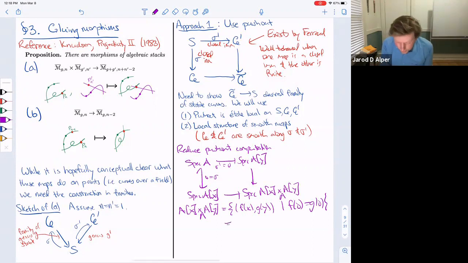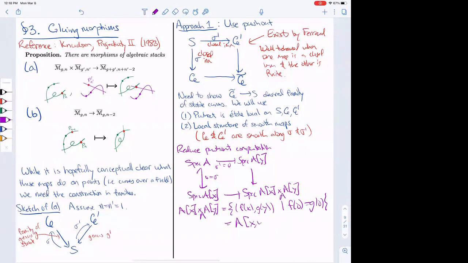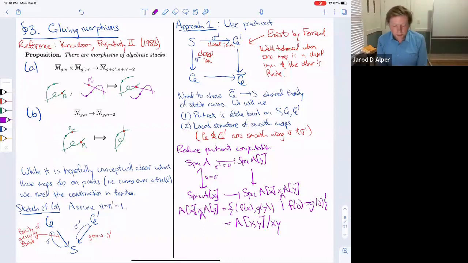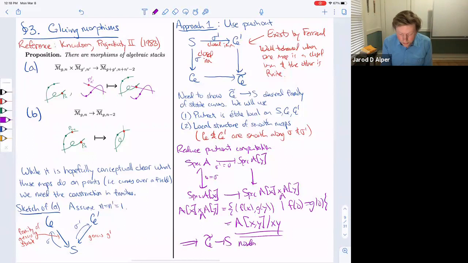And so you see directly that this is A adjoin x, y mod xy, right? Because this is the ring of polynomials where you have a constant plus something with positive terms in x and then plus positive terms in y, but there's no mixed terms xy. And we see what we get is a nodal family. So this implies that C tilde over S is a nodal family.